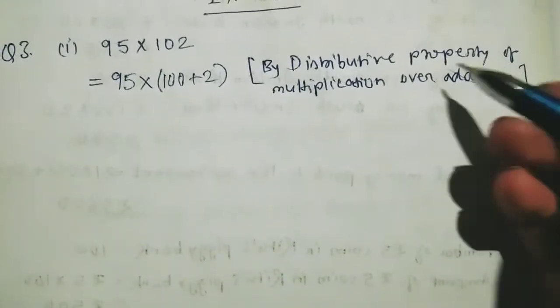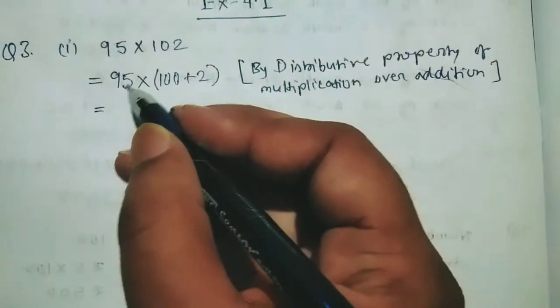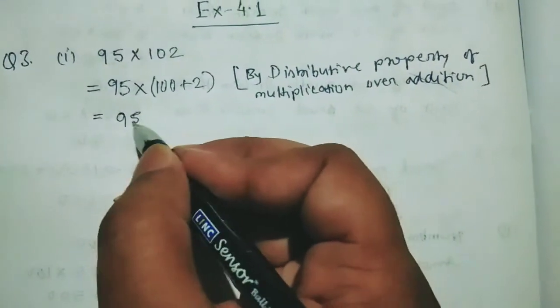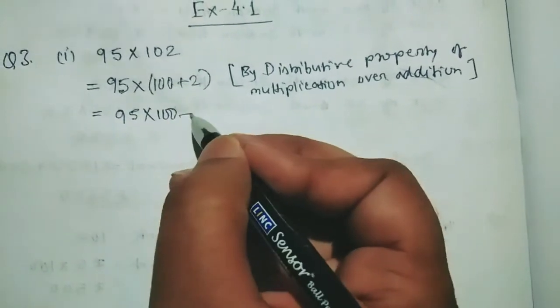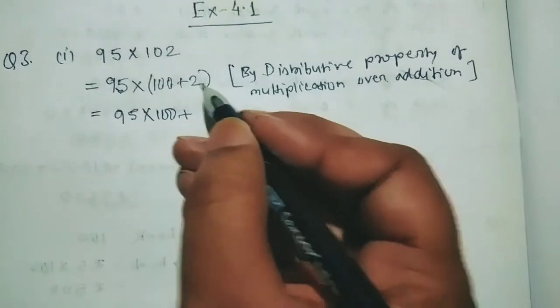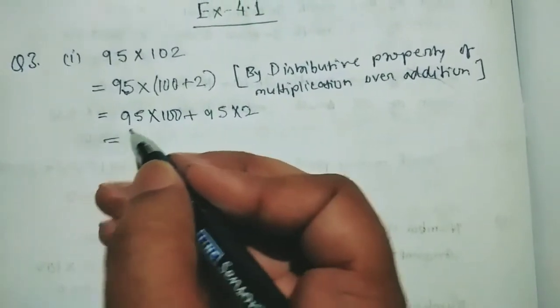So you have to write the reason in the bracket. Okay. Now you can solve it nicely. The process is: 95 into 100, like this you have to do first of all. This into this, then give a plus sign, then 95 into 2. So this is the process of solving this type of problem.